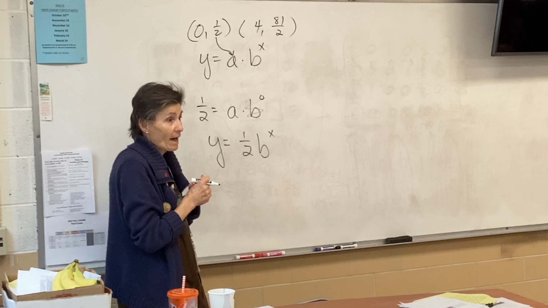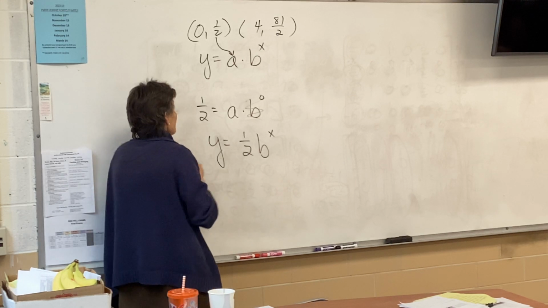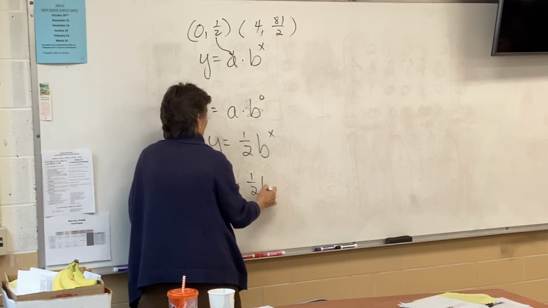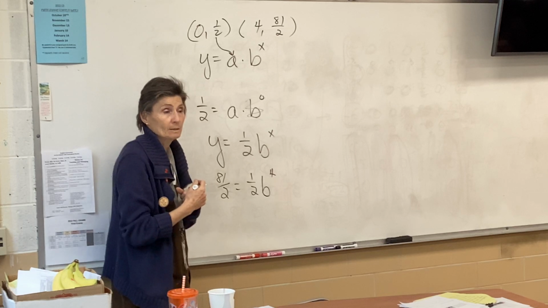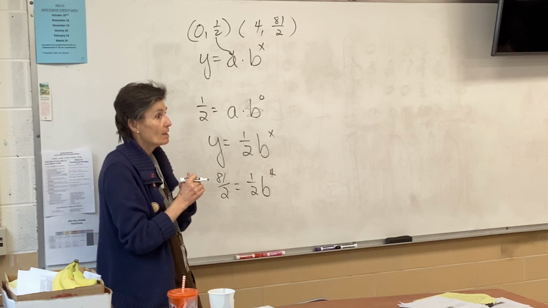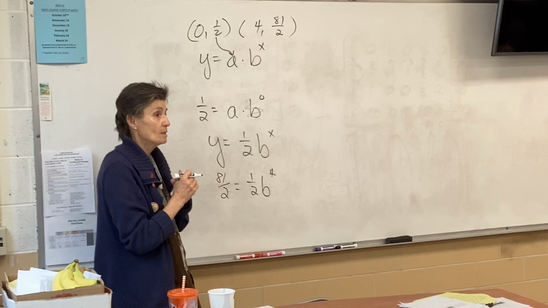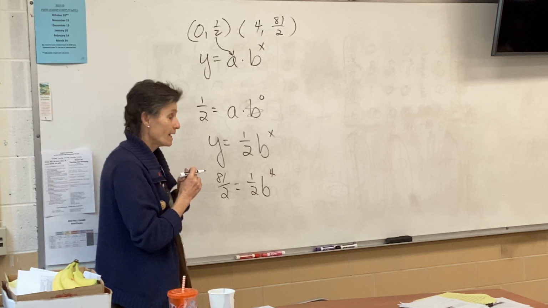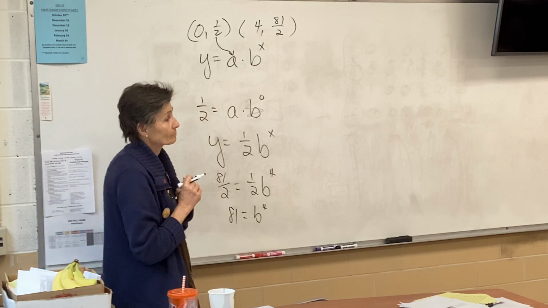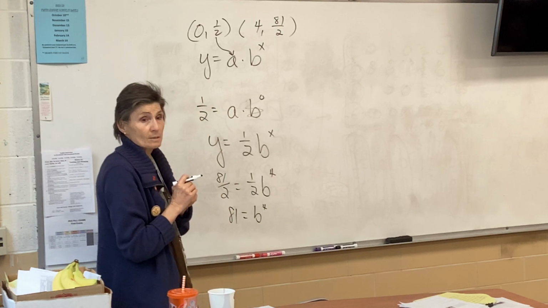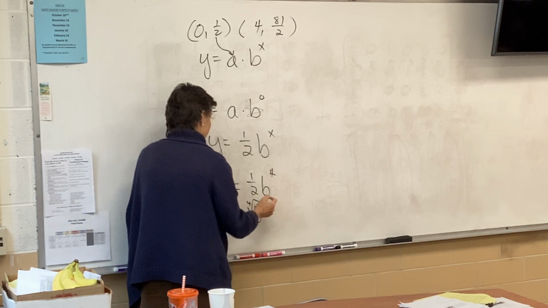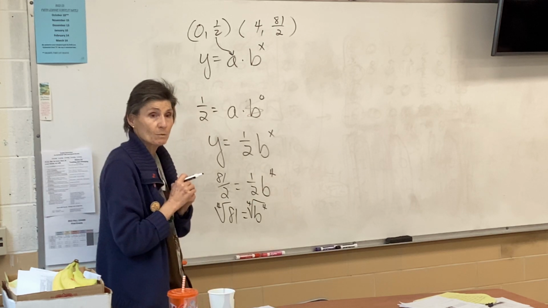Now, how do we get the other half? Plug in the other point, so 81/2 equals 1/2 b to the 4th. Now, we do not need to fear this, people. I know there are fractions in there, but if we times both sides by 2, can we get rid of those fractions? Yeah. So 81 equals b to the 4th. So then we will take the 4th root of both sides. And what's the 4th root of 81?